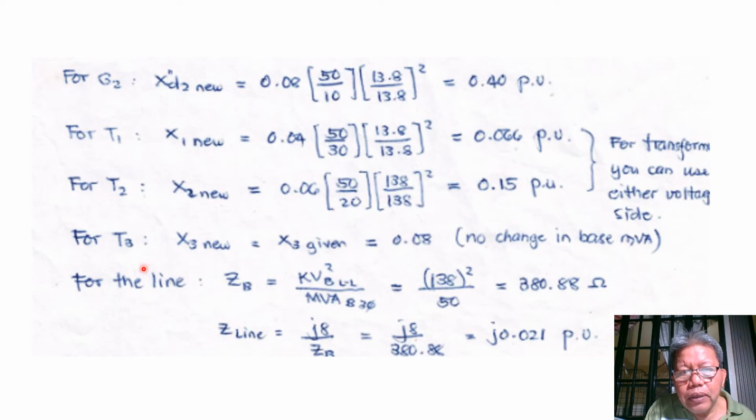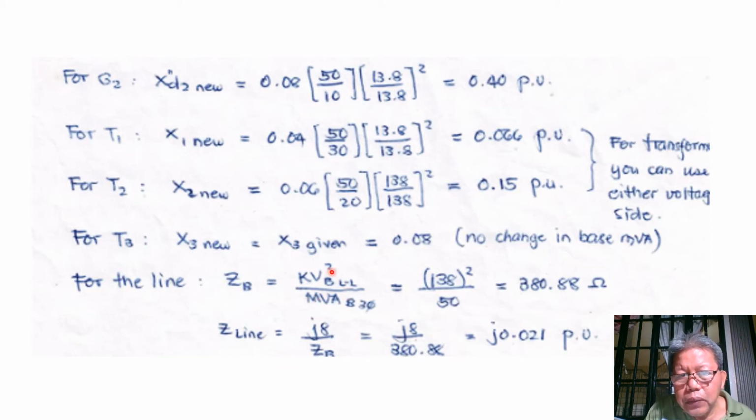And then for transformer 3, its new value of reactance is equal to its given value. There is no conversion here because our new MVA base is 50 and its MVA rating also is 50, so we just have one. So the same value of reactance of transformer T3, which is 0.08. No change.